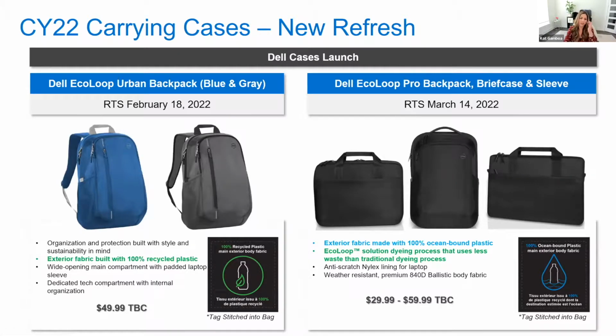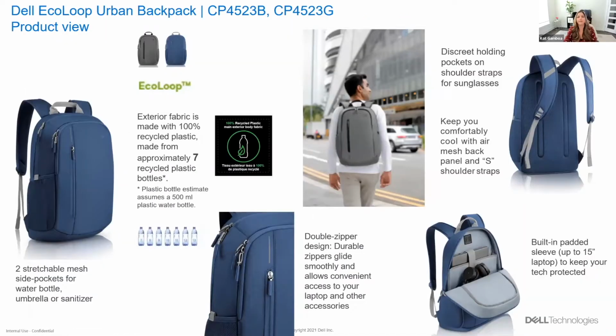If you want to go to the next one, thank you. Here you can see a little bit more detail on the Urban Backpack, very slim and sleek design. It is a 15-inch backpack, so it will fit your 15-inch systems. It does have mesh pockets, and again, like I mentioned, it goes through that Eco-Loop process, and we use approximately 7 water bottles to create it.